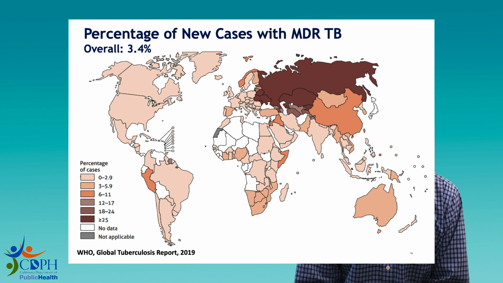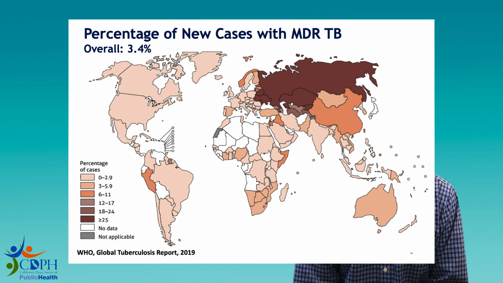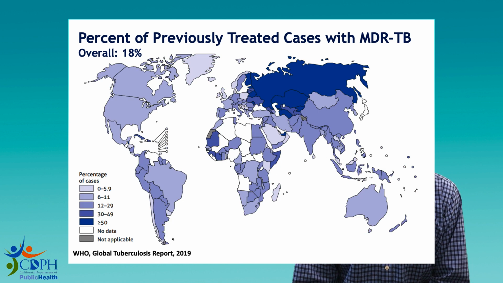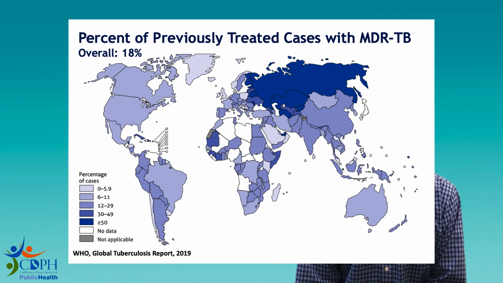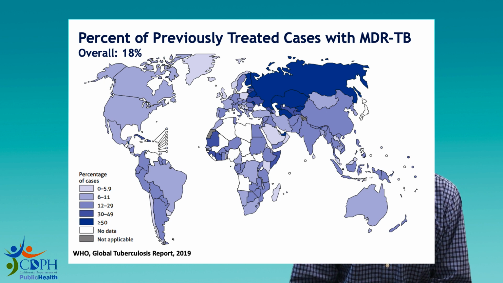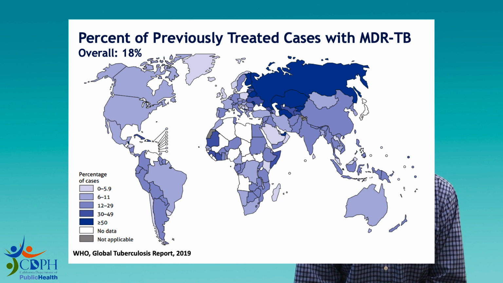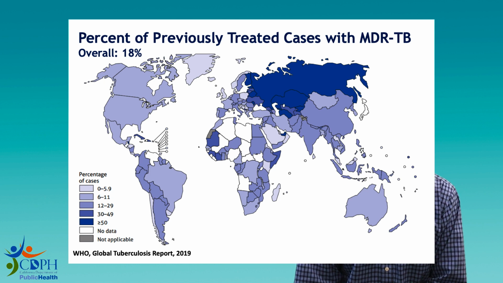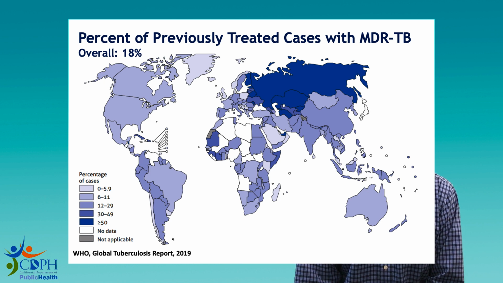You can see on the map, though, that it's not distributed evenly, and the highest rates, more than 25%, occur in the former Soviet republics, with some other countries having relatively high rates in Asia and parts of Africa and South America. If I add in the percent of previously treated cases with MDR TB, you can see that the proportion goes up. So globally, overall, the proportion of cases previously treated for TB with MDR TB is 18%. And again, the highest rates, more than 50%, are in the former Soviet republics.